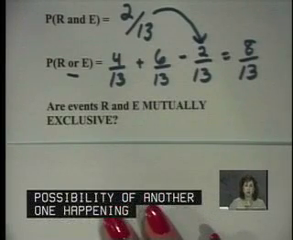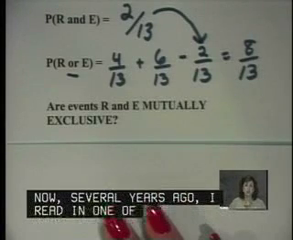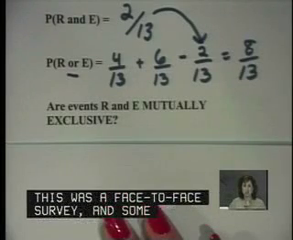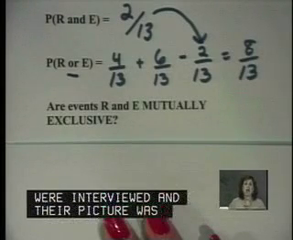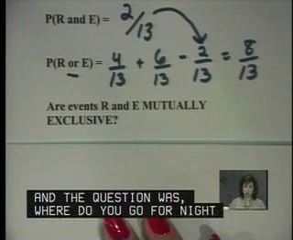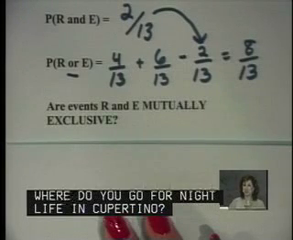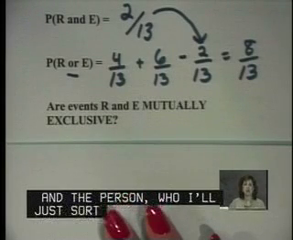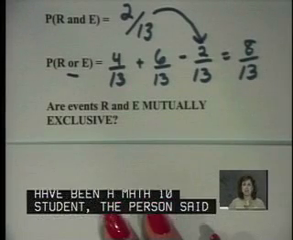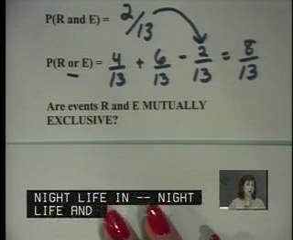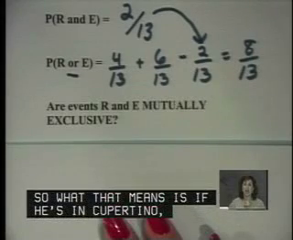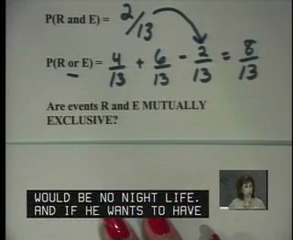Now, several years ago, I read in one of the local papers a survey. In fact, this was a face-to-face survey, and some people were interviewed, and their picture was then recorded in the paper with their caption. And the question was, where do you go for nightlife in Cupertino? And the person, who I'll just sort of assume must have been a Math 10 student, said, nightlife and Cupertino are mutually exclusive events. So what that means is, if he's in Cupertino, there would be no nightlife. And if he wants to have nightlife, he doesn't come to Cupertino.